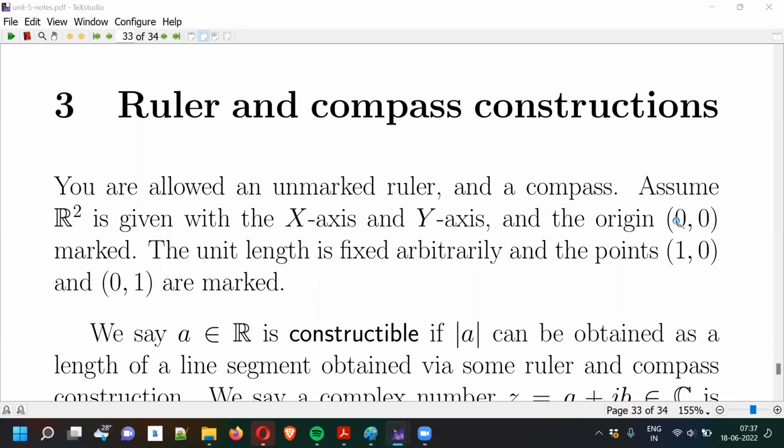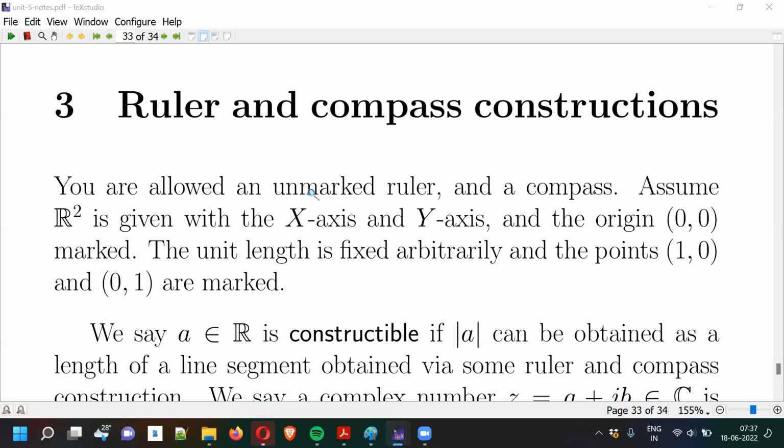So some of the very basic ruler and compass constructions I will actually not even cover because that is something that we know from school days and we have done it many times. So very basic ruler and compass constructions, I won't do it. I will straight away jump to what are called constructible numbers. Okay. So quickly let us revise the basic rules.